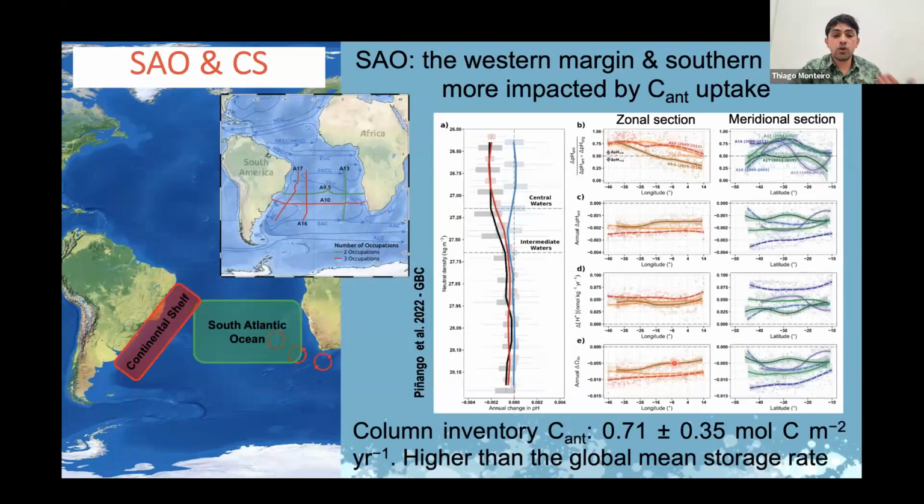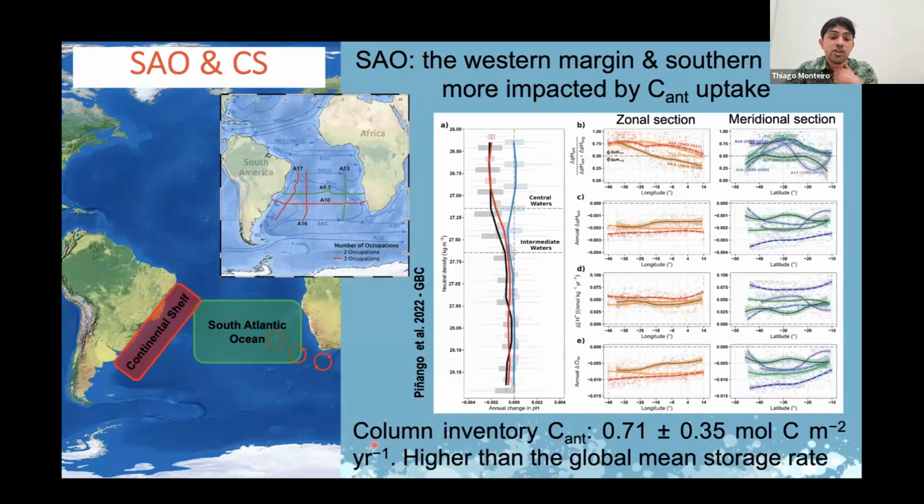Now let's look further south, in the South Atlantic Ocean. In this study, Andrés Pinhango and collaborators looked at ocean acidification and anthropogenic carbon in the South Atlantic Ocean from different sections in different years. What they discovered essentially, in zonal and meridional sections, was that in the western margin of the South Atlantic Ocean, at the southern limit, the anthropogenic carbon uptake is higher than in the eastern boundary and in the northern limit. We can see in this figure that the anthropogenic carbon input in the western portion at the southern limit is high as well.